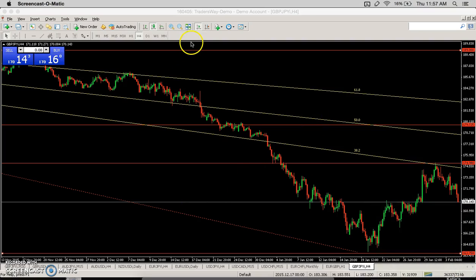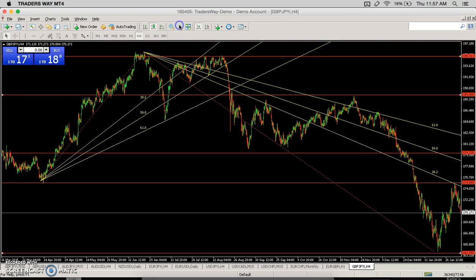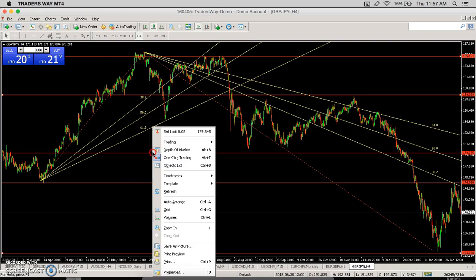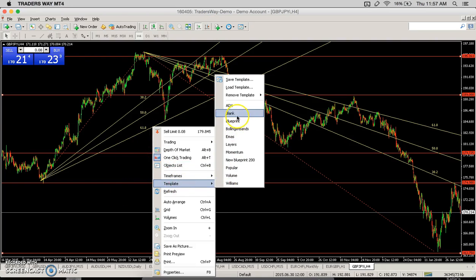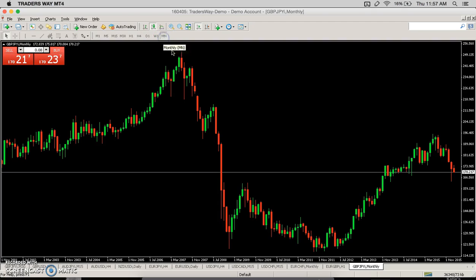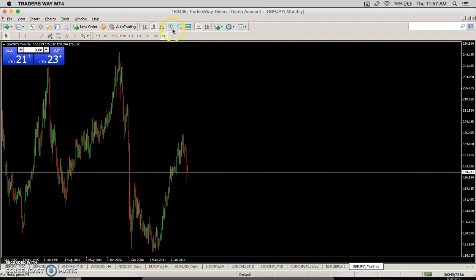Alright, so right here you can see I have my beautiful GBP/JPY chart all marked up with my supports and resistances. So you're going to see how I do this right now. So let me start new. Alright, perfect. So what I do is I go to the monthly chart first.